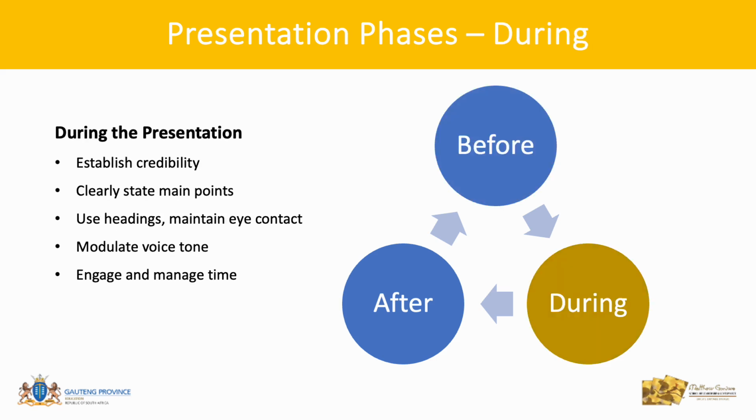When learners step up to present, they step into a leadership role, guiding the audience through a message. During this phase, they must establish credibility. That starts with posture, tone of voice, and clarity. Encourage them to state their main points up front so their audience knows what to expect. Eye contact is key. It builds trust and keeps the audience engaged. Teach them to vary their tone and pacing to emphasize important points and avoid monotony.